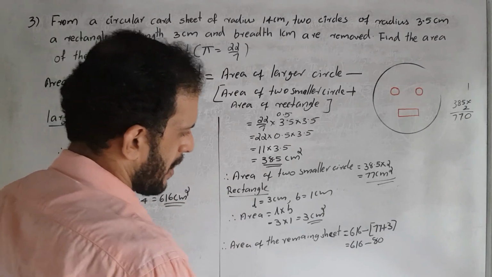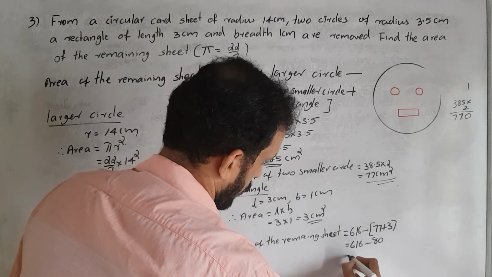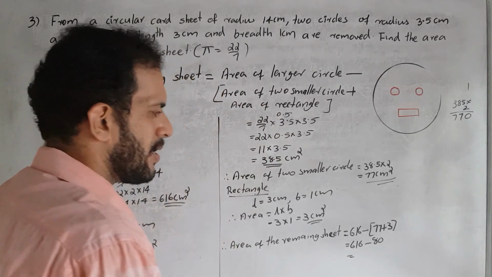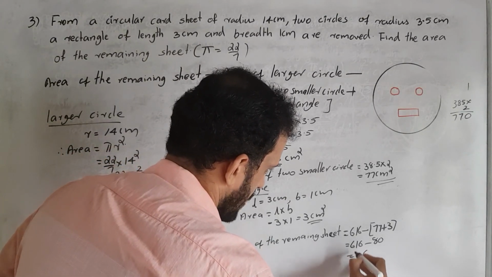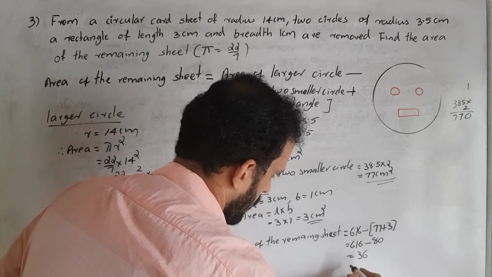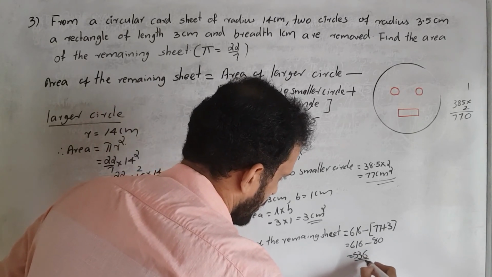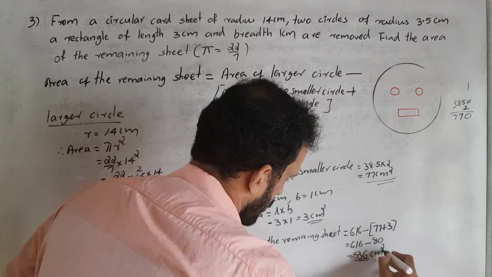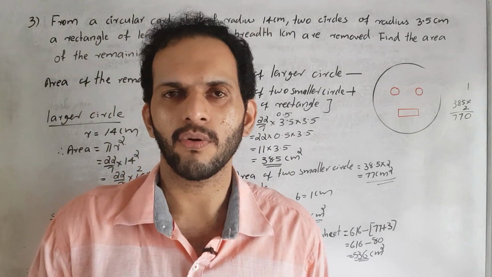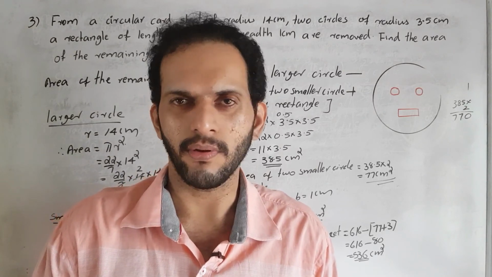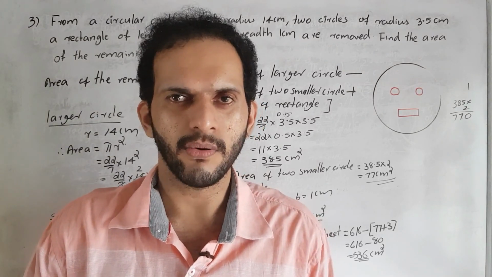Then 616 minus 80 is equal to 536 square centimeter. What is the area of the remaining sheet? Area of the remaining sheet is equal to 536 square centimeter. Okay, I think you got this.